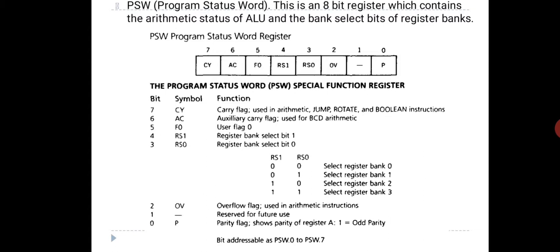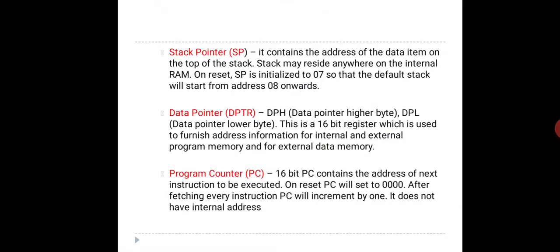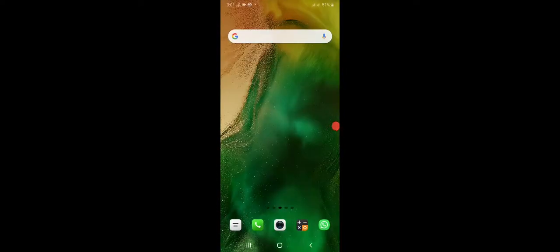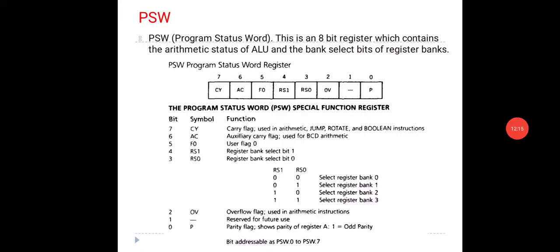The last one is the parity flag. This shows the parity of the register, whether it has odd parity or even parity. Yes, a very important topic. I'll revise this topic and, if possible, I'll repeat it. In another separate topic, I'll take only the program status word, not as a part of architecture.